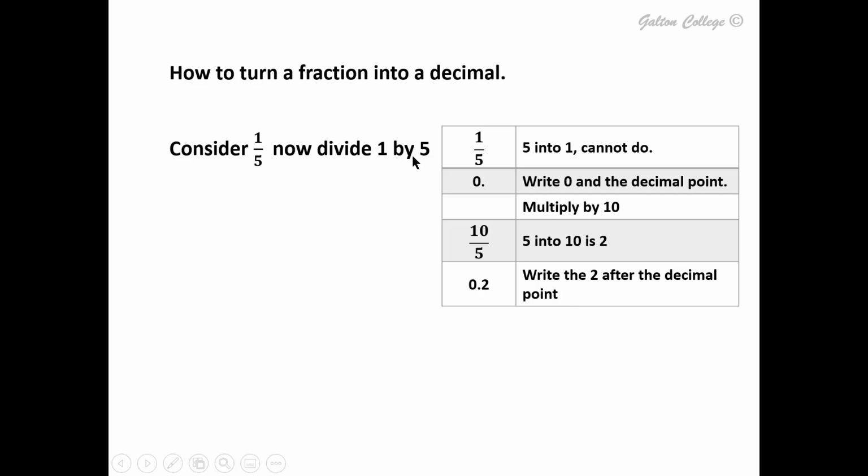1 divided by 5 you can't do. You get 1/5. To turn it into a decimal, divide the numerator by the denominator. So 5 into 1, you can't do that. 5, add a 0. 5 into 10 goes in 2. Write down the 2. But as soon as you added the 0 there, you should have added a 0 and a point. And the 5 into 10 is 2. So it's 0.2. That is equal to 1/5. So 1/5 equals 0.2.